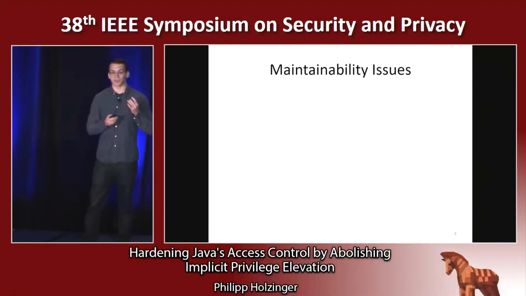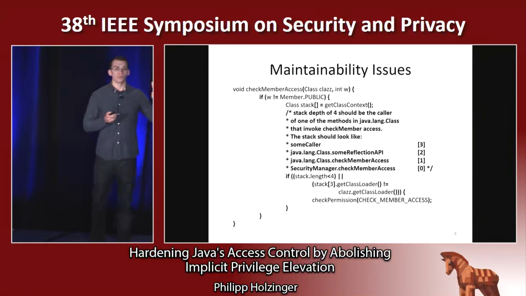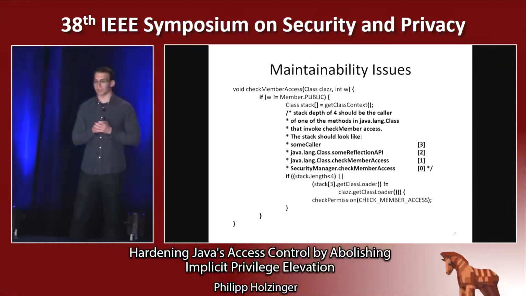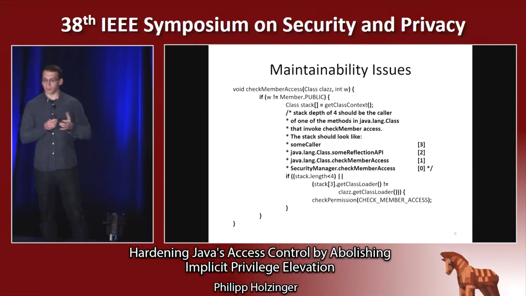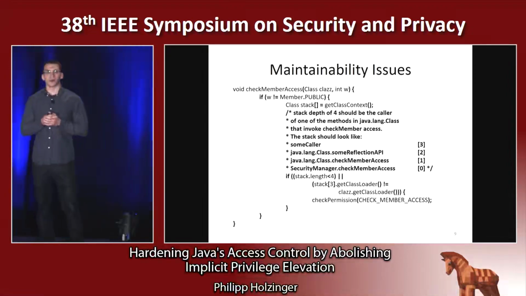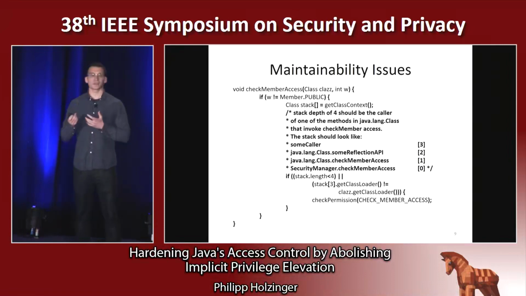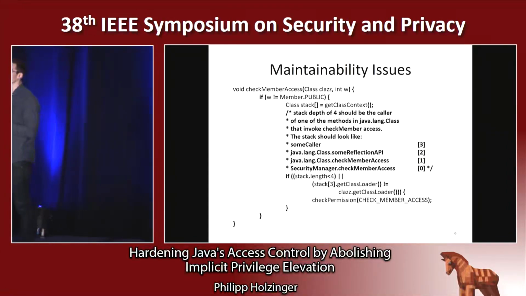The first thing we will consider here are maintainability issues. This is now a real example from Java 7. As you can see, this method here, checkMemberAccess, performs a permission check. But this permission check is also guarded by a shortcut here. And this shortcut, as you can see here, is a complicated conditional that makes extensive assumptions about the call stack. So in this case here, about the length of the call stack, the order of callers, and also their identity. So as you can imagine, it's very easy to break the assumptions that are hard-coded in this shortcut.